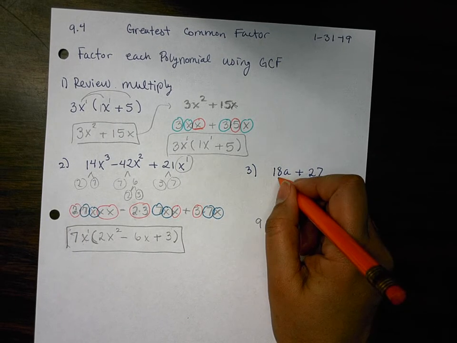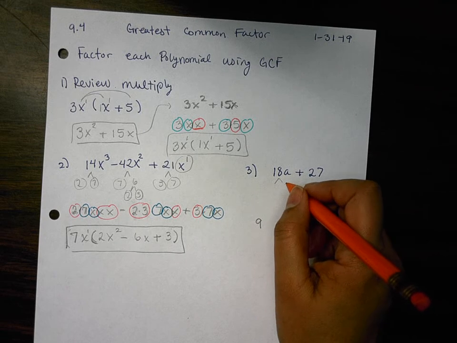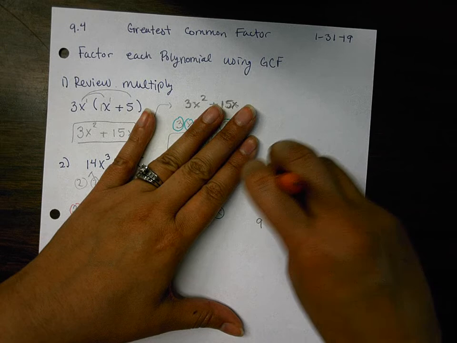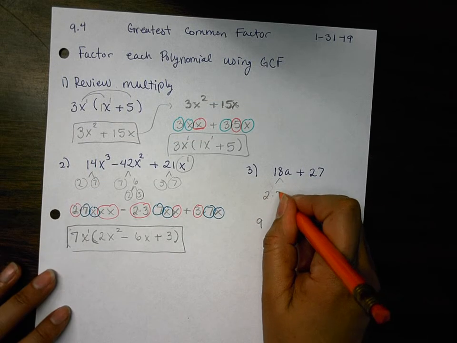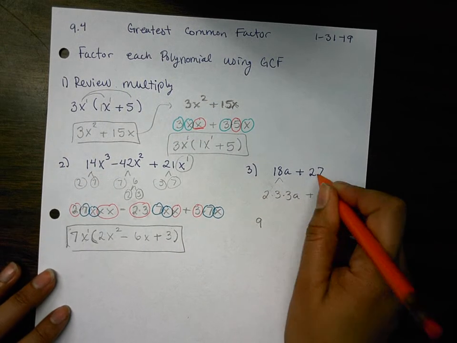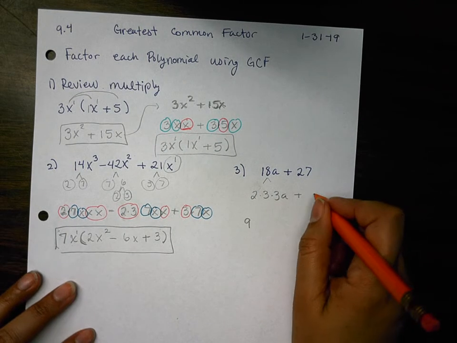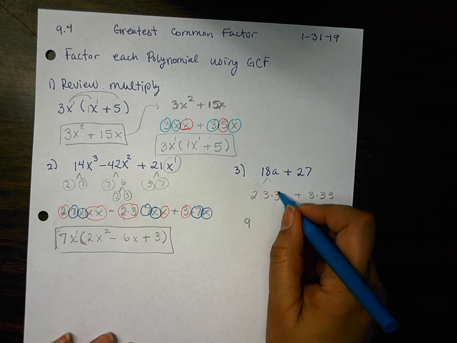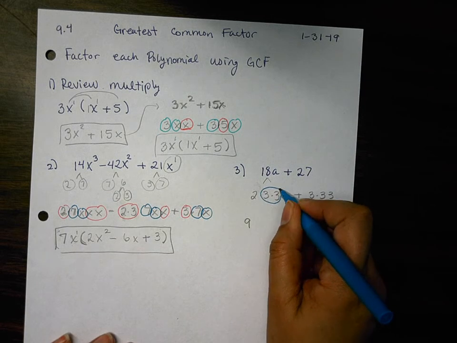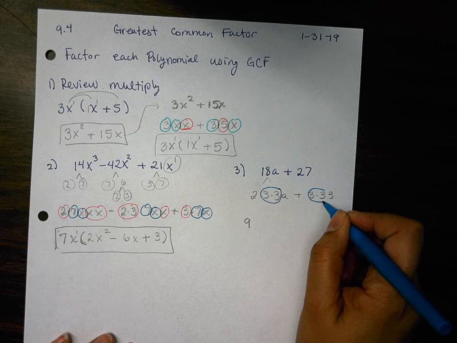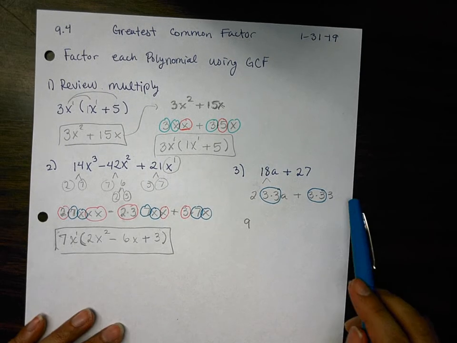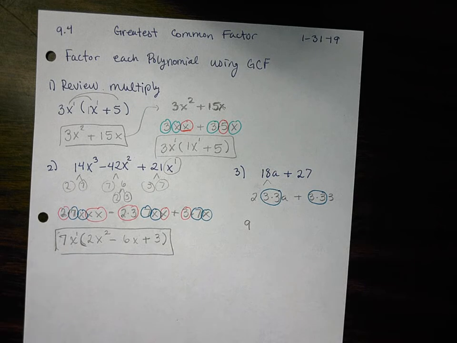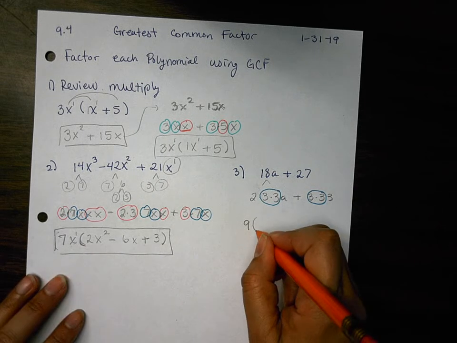If you were to break this down, what would that be? 2, 9. So 2, 3, and 3? And a? And what would 27 be? Is that 3, 3, and 3? Yeah. When you look at what they have in common, do they have an a in common at all? No. There's no a over here. So if a is not in common with all of them, or your variable's not in common, then you only have a constant coming out, no variable.